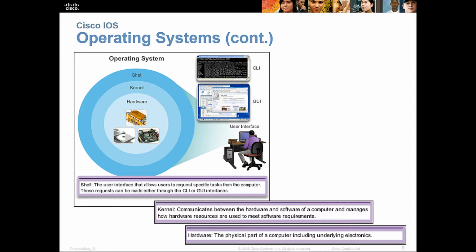Underneath our shell, what acts as an intermediary between us and the physical hardware is what we know as a kernel. This kernel communicates between the hardware and the software, and manages how the hardware resources are used by the software in the most efficient means. The hardware is the physical portion of the computer, and that includes all of the underlying electronics. So again, we interact with the shell. The kernel takes the input between the shell and the hardware.